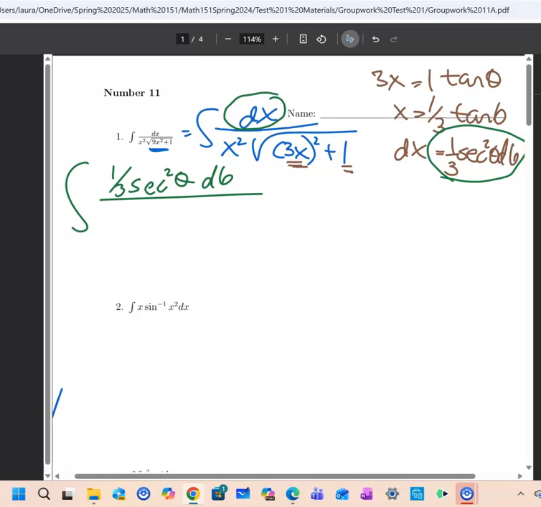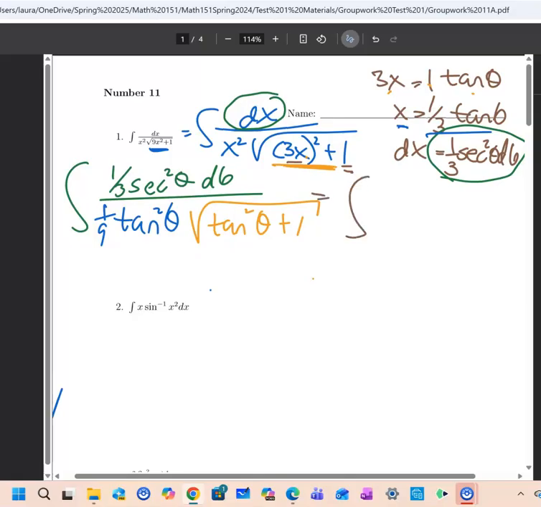All right, x being squared, this is x, so I get a 1/9 tangent squared theta. And then let's see what I've got here. I have the square root of, instead of 3x, I'll put in tangent squared theta plus a 1. Remember, you're always looking for the identity that's inside the radical. So this 1/3 divided by a 1/9 gives me a 3 on the outside. So I get secant squared theta over tangent squared theta, and then this gives me a secant.